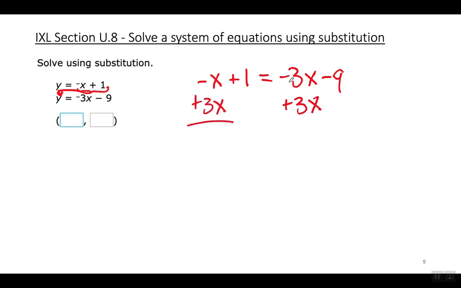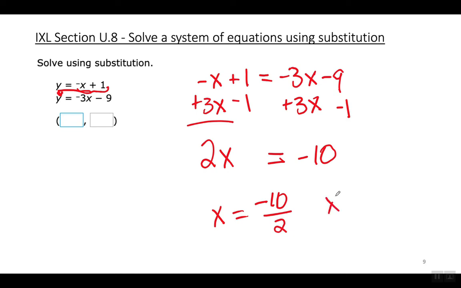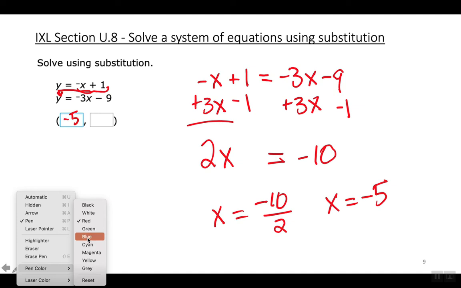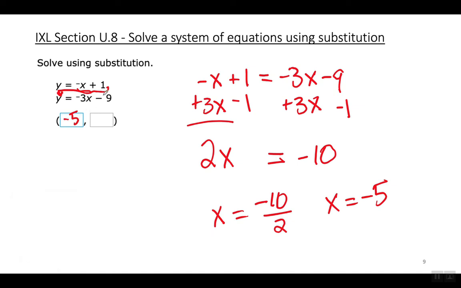I move the negative 3x to the left and add it, which gives me 2x equals, I'm going to move the plus 1 to the right by subtracting. So 2x equals negative 10. So x equals negative 10 divided by 2. So x equals negative 5. Now, let me change colors here a second. Okay, now, if x equals negative 5, I could plug it into either one of these equations to solve for y. Let me put it in the top equation.